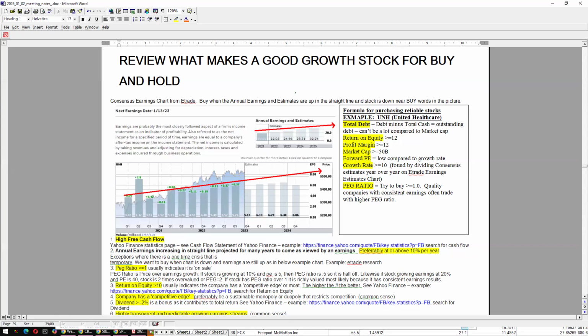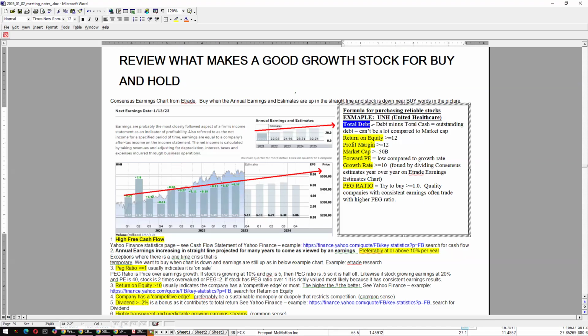Some other formulas we have here is we will look for stocks that have a very low debt ratio. That means if you subtract debt minus total cash, that is the outstanding debt. And it can't be a whole lot compared to the market cap. If you do have a company with a lot of debt, then you have to pay money to service that debt, and that takes away from your earnings. So I try to focus on stocks without a lot of debt.